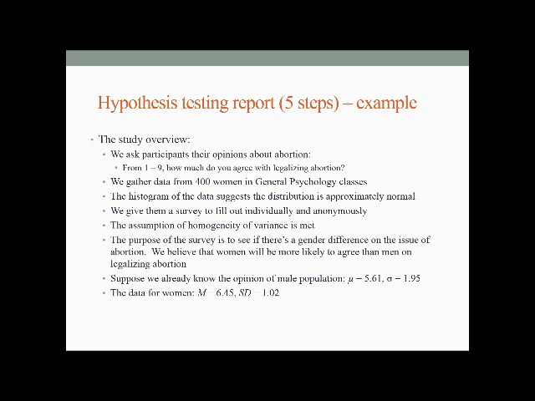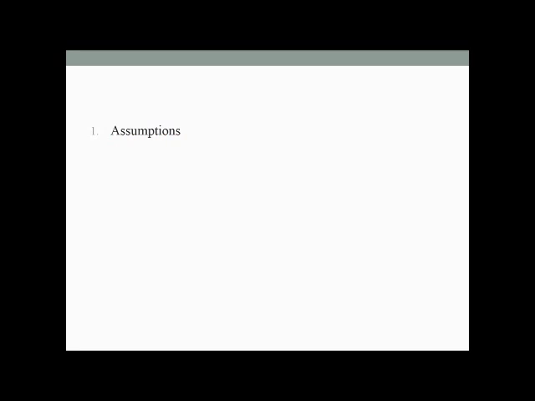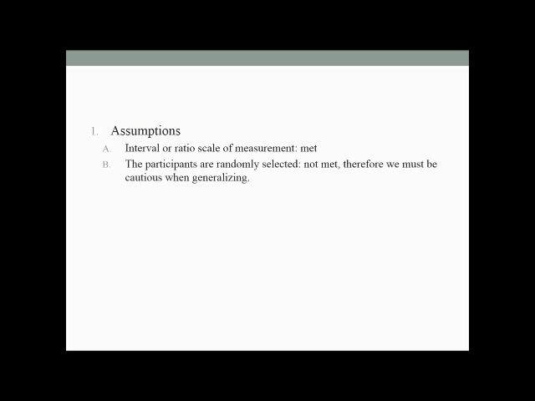And the data for the woman sample: the mean is 6.45, standard deviation 1.02. All right, so first is the assumptions. We need to review whether this research met all the conditions. The first one, interval or ratio scale of measurement, is met, because the question is, from 1 to 9, how much do you agree. This is a Likert type scale. The second assumption, participants are randomly selected, is not met. You just need to say not met, therefore we must be cautious when generalizing the result.